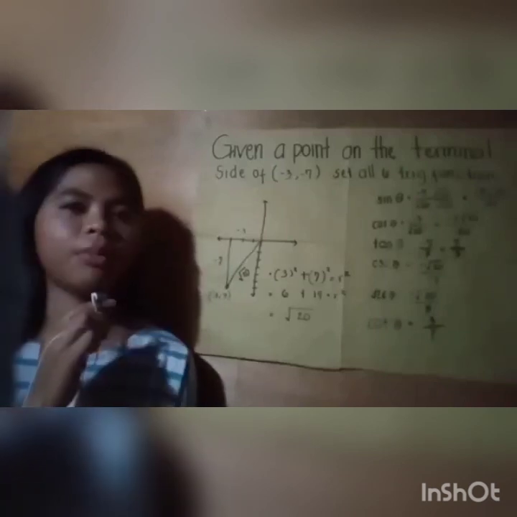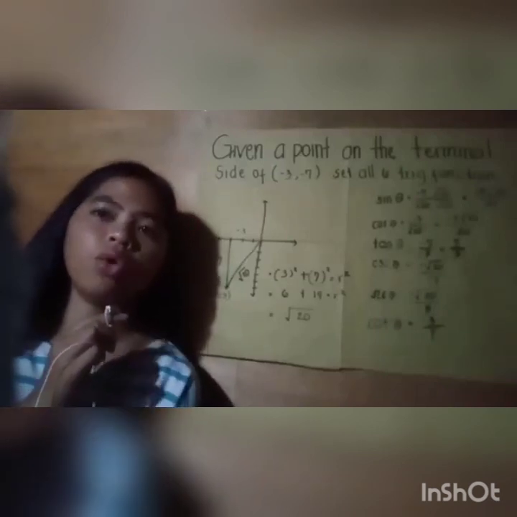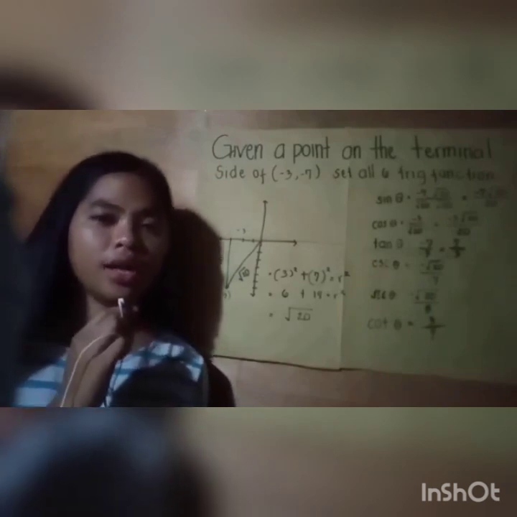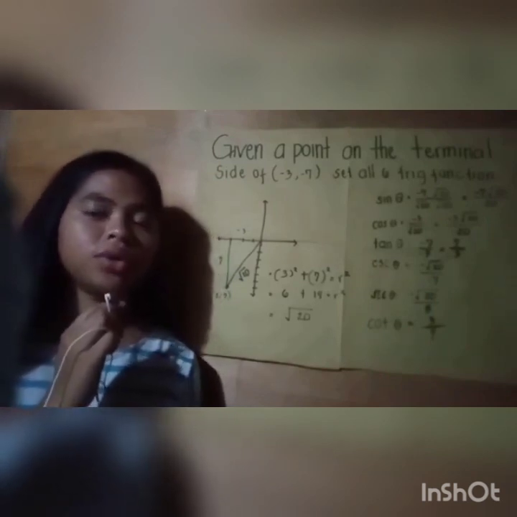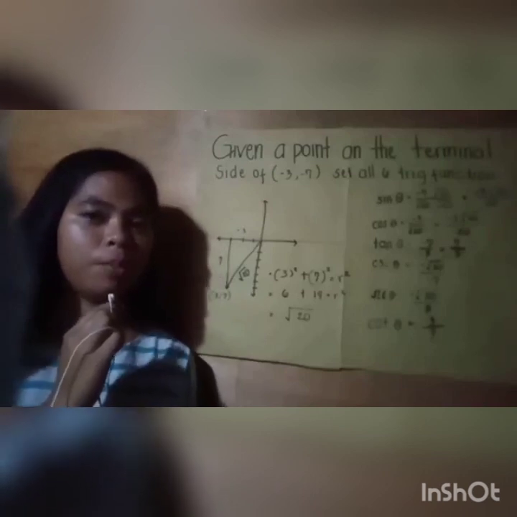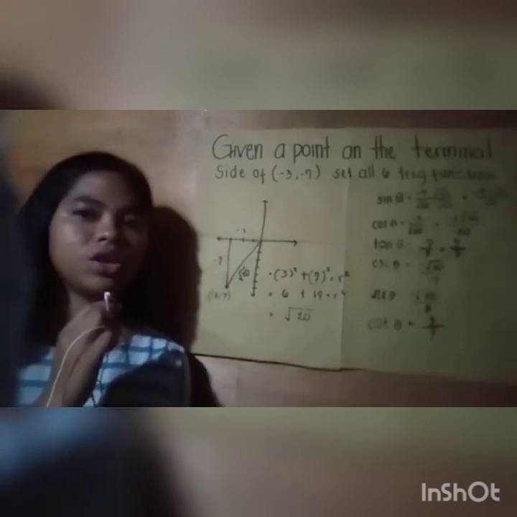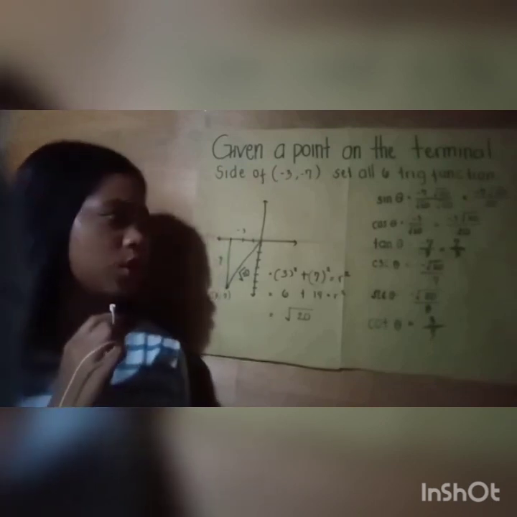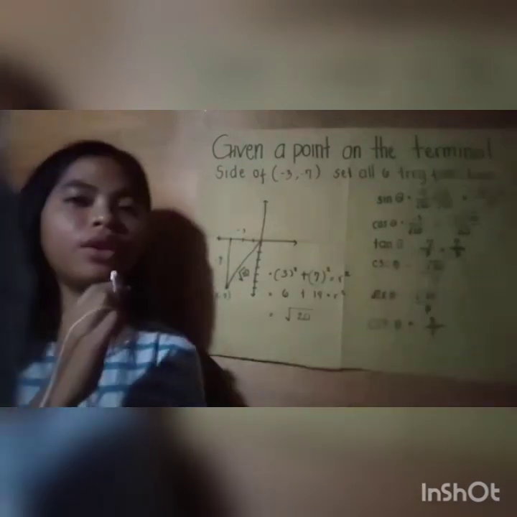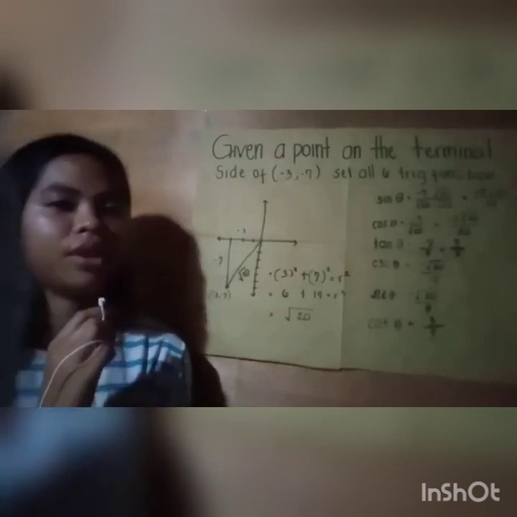Remember that the sine is y over r and the cosine is x over r, and in quadrant 3, those x and y values are negative. So make sure the answers are both negative. And tangent of theta is y over x, so it's negative 7 over negative 3.